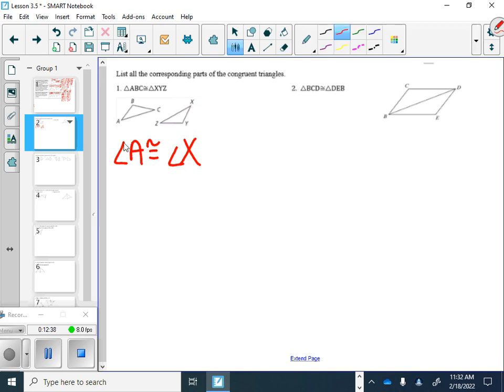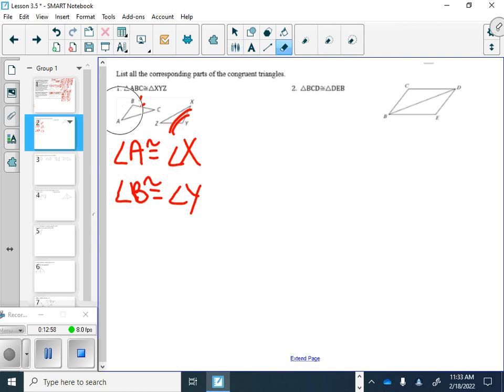Alright, which angle is congruent to angle B? Y, the middle letter. So have two arcs for that one. And the reason you have two arcs instead of one is because you're saying B and Y are congruent to each other, but they're not congruent to X and Z. Okay?